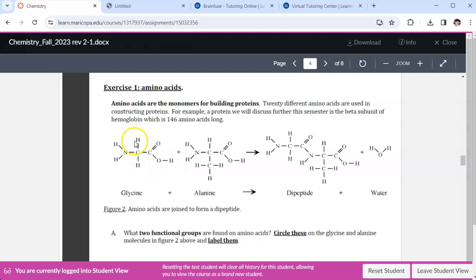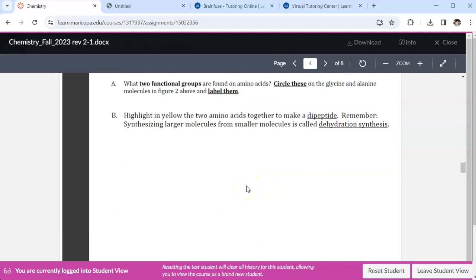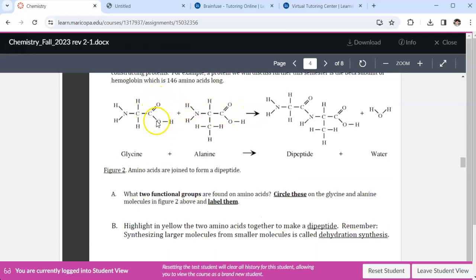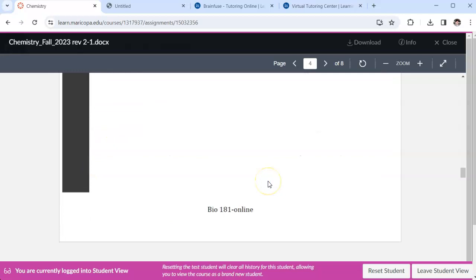This is the basic bond. All right, so it says circle these. It's underlined and highlighted. That means I want you to circle them. And it says label them. So I want you to circle this and label it. This is where your drawing is going to come in handy. Label this carboxyl, and circle this and label that amino. Easy as that. All right, go on to the next.